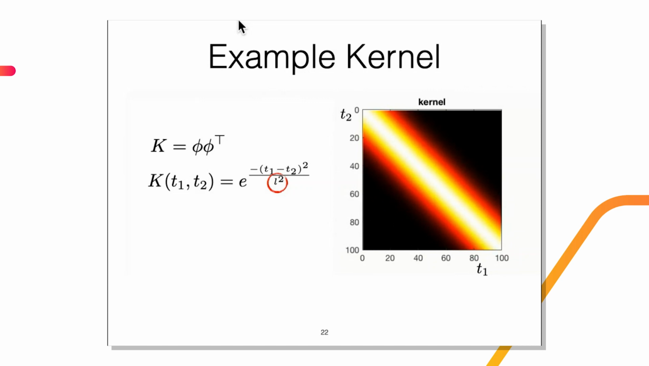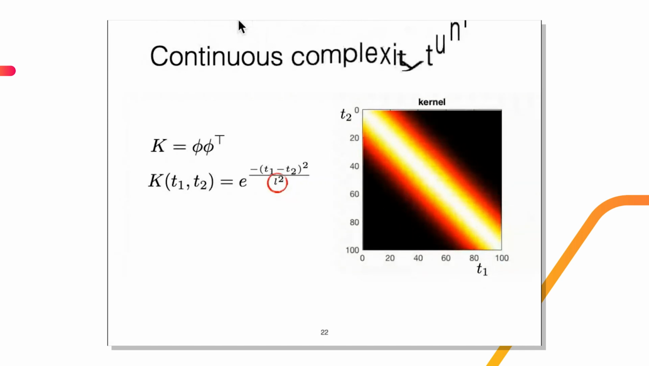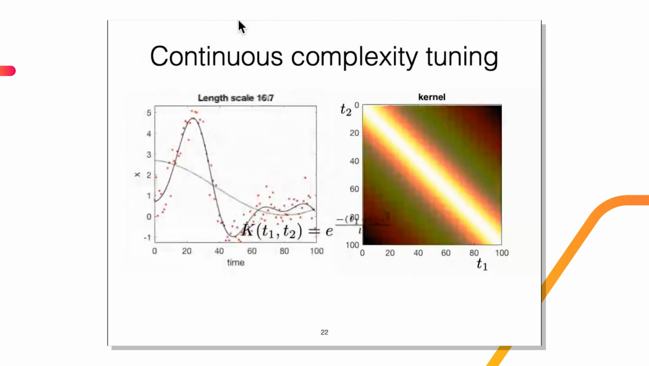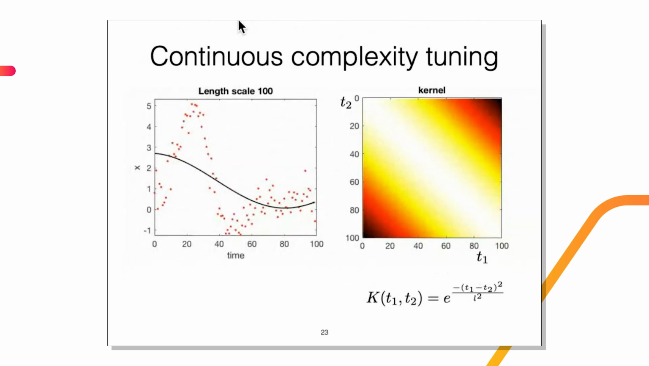And this L is a number that you can vary in a continuous way. It's not a discrete number, you can vary it continuously, which means that the model complexity in the end will also be variable in a continuous way. So you will have continuous complexity tuning. To illustrate that, I have again an example on data sets. The red points are the data sets, the black line is the estimate.